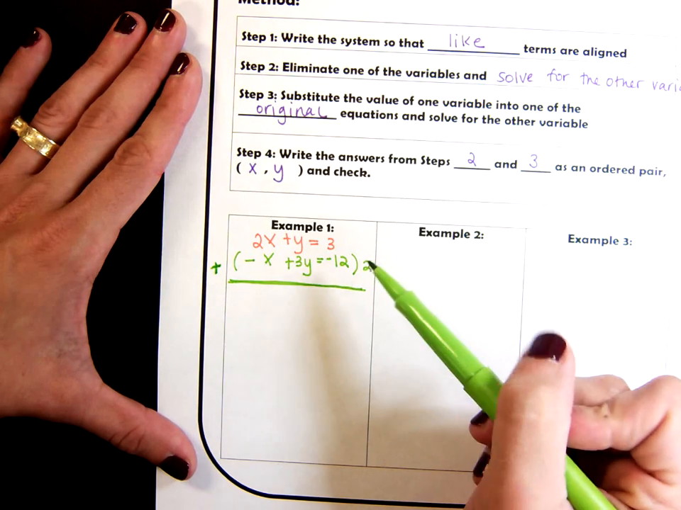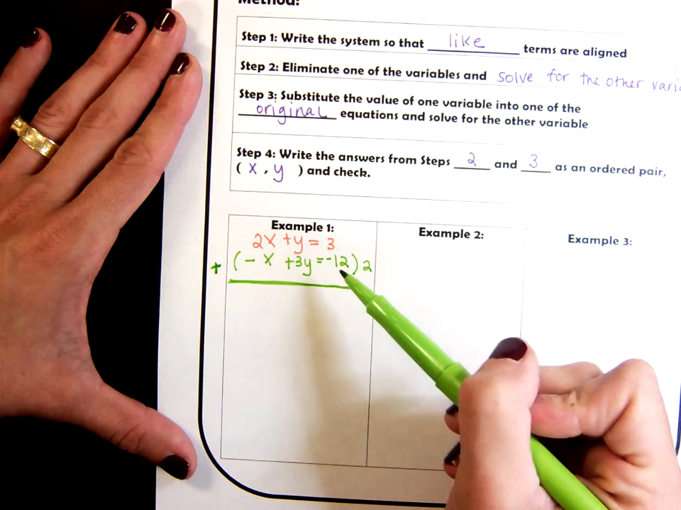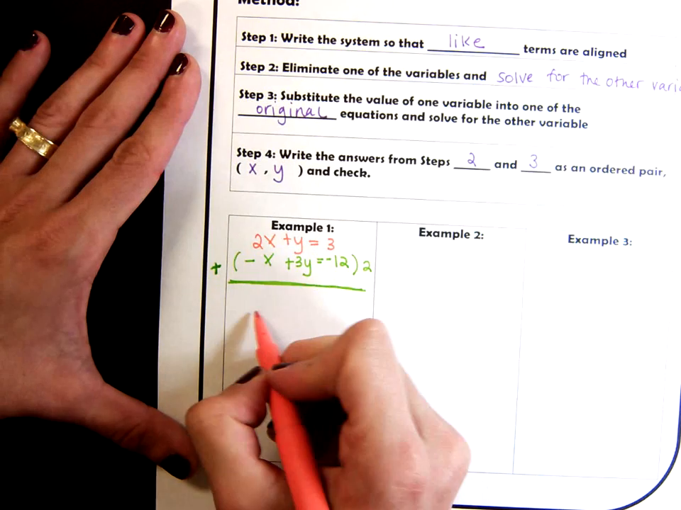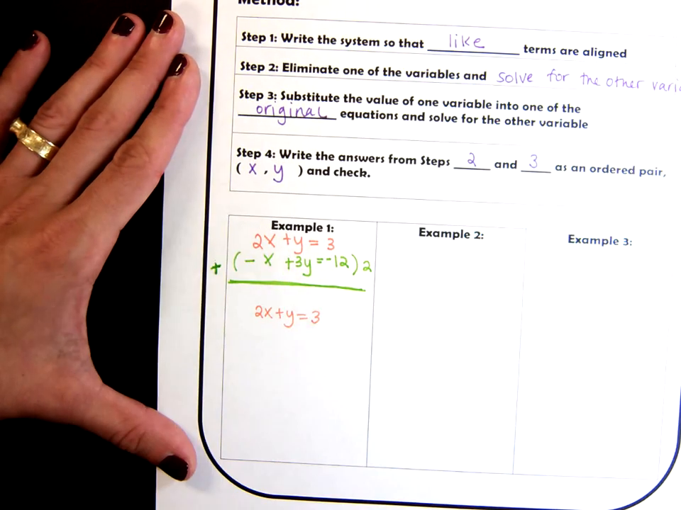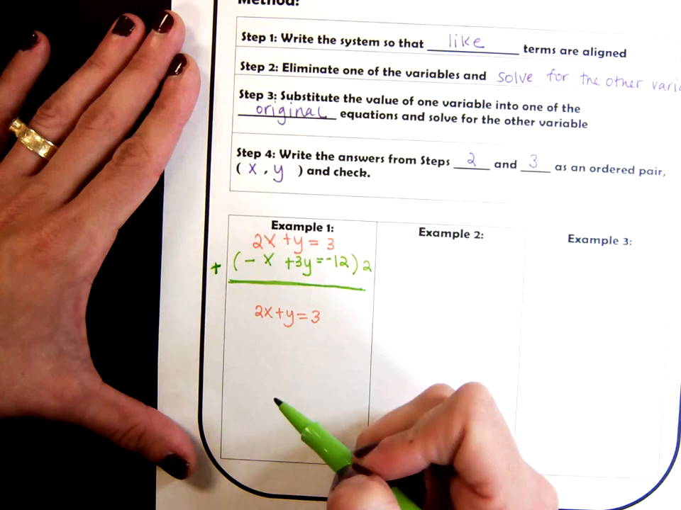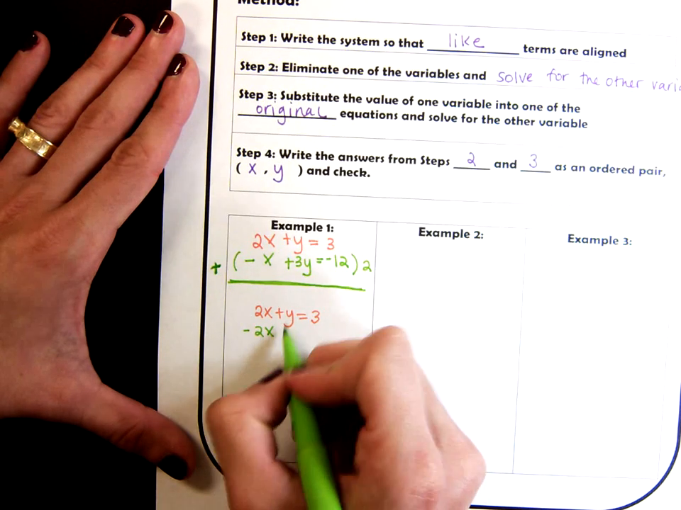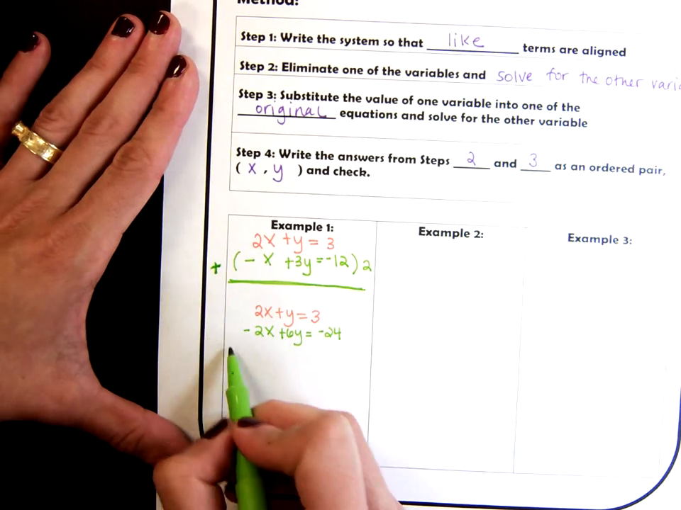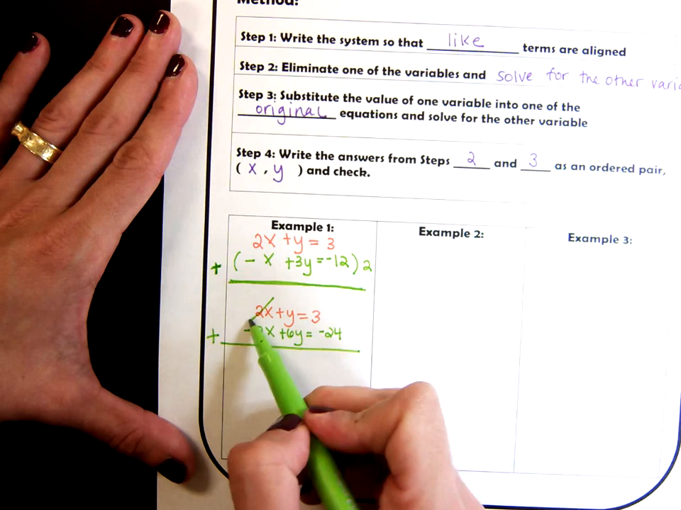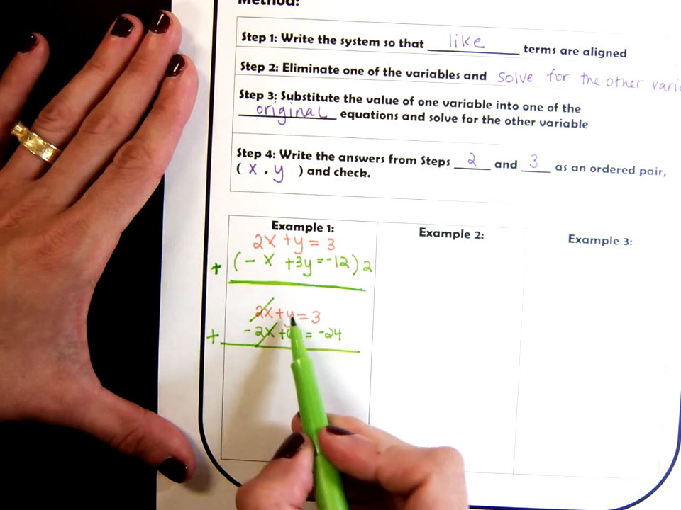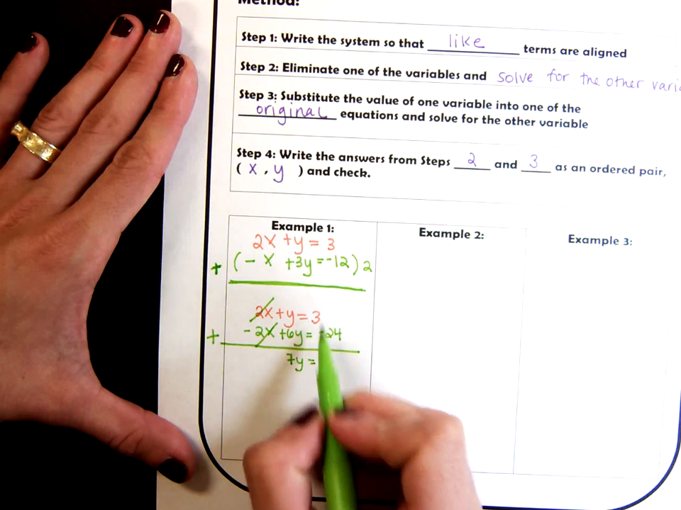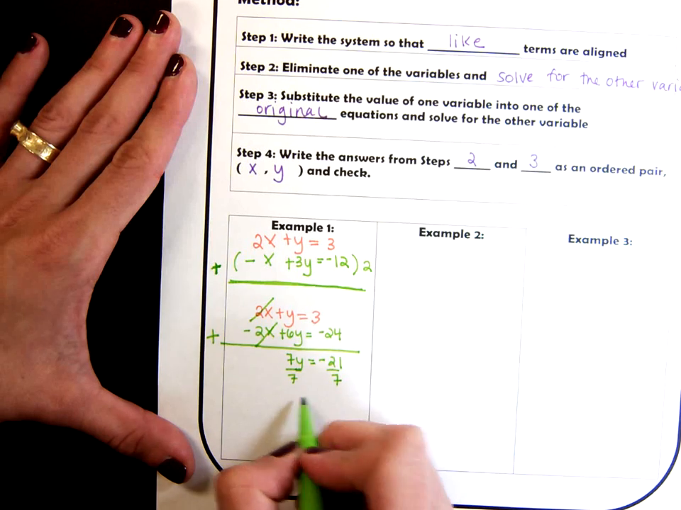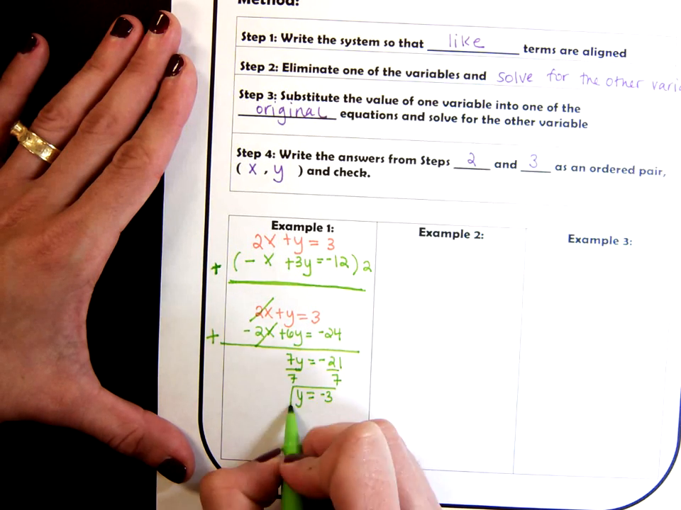As we always know, whatever we do to one side of the equality sign, we have to do to the other. So I'm going to rewrite my first equation down below. I'm not doing anything to it. And now I'm going to multiply every term by 2. So I get negative 2x plus 6y equals negative 24. Now I'm at a point where I can add them because my x's are going to cancel. Now y plus 6y, I get 7y equals negative 21. Then I divide by 7 on both sides, and I'm left with y is equal to negative 3. So I've got my y.